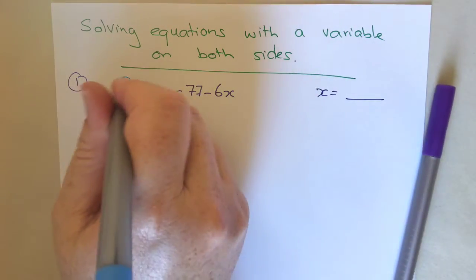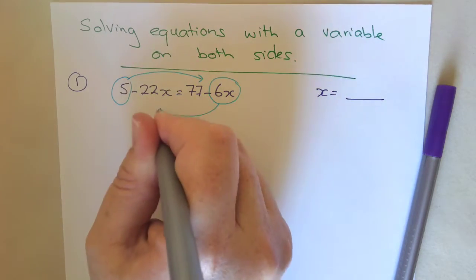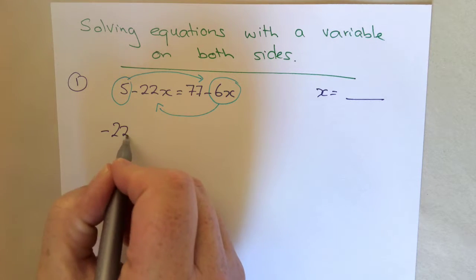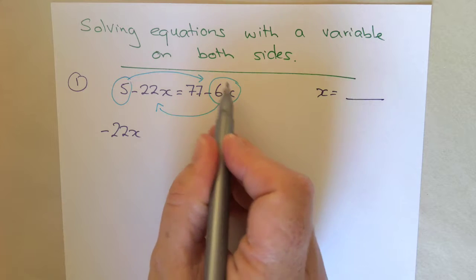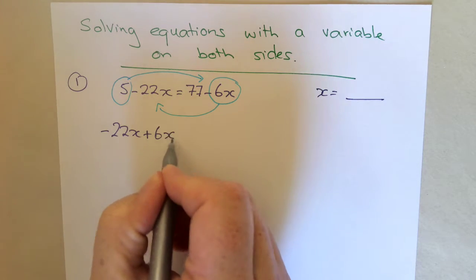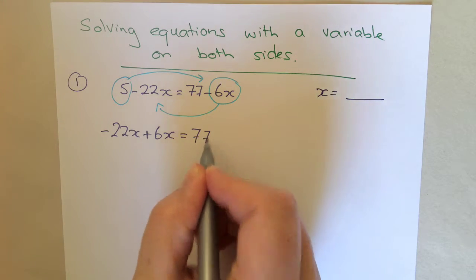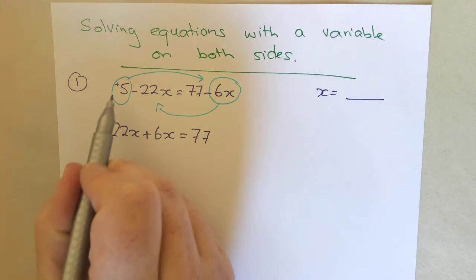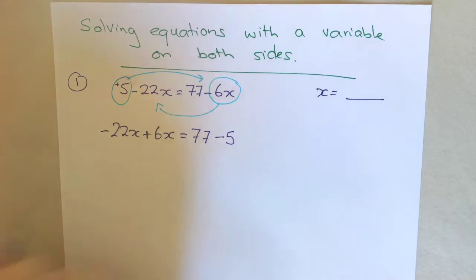So let's just think we're going to be moving the 5 to the other side, and we're going to be moving the negative 6x to the other side. So I'm leaving that negative 22x, and I've got a minus 6x on the right, so that means when I move it across, the opposite of subtracting is adding. So plus 6x. Then I did my equals. I'm leaving the 77 where it is, and this 5 is a positive 5, so when I move it across the equal sign, it's going to become a negative 5.